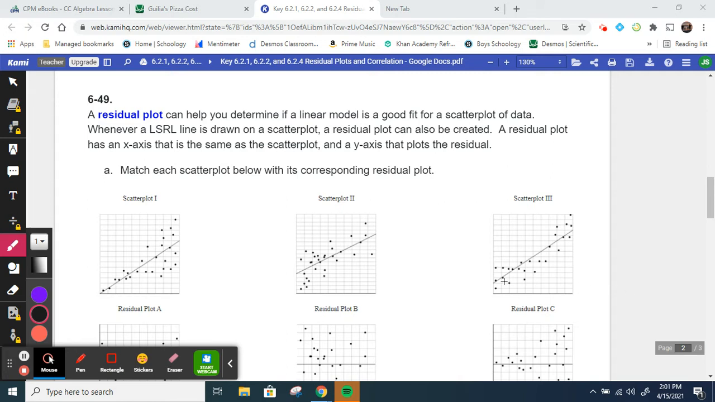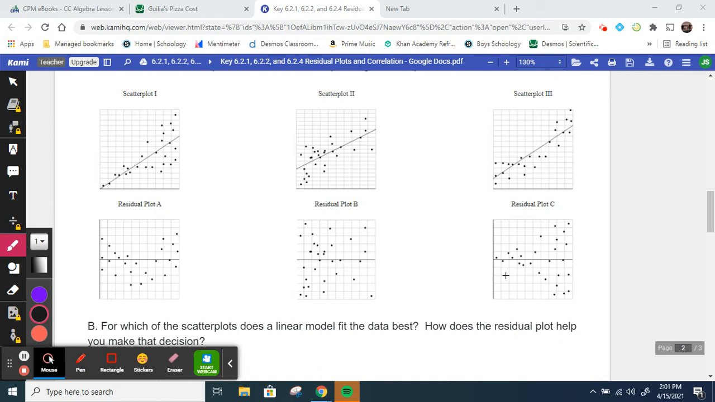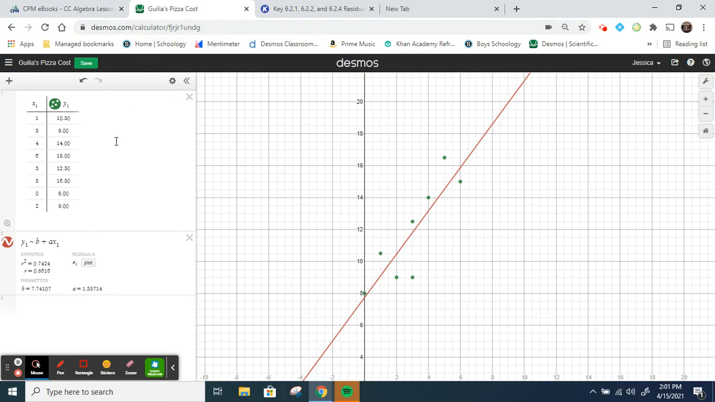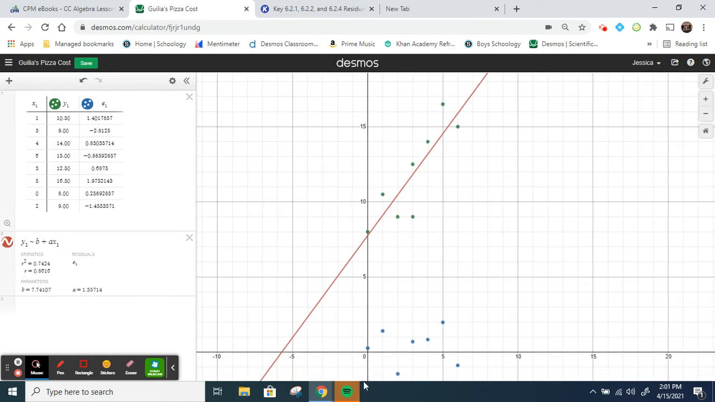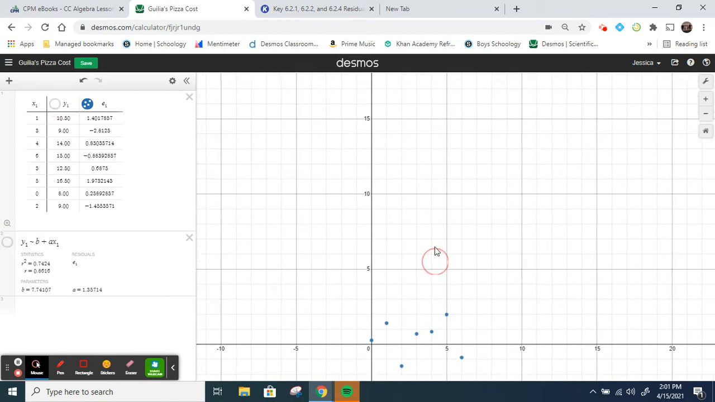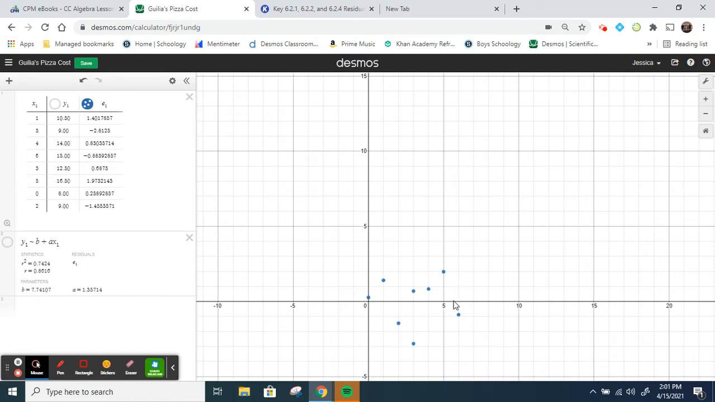And it asks you here to match each scatter plot below with its corresponding residual plot. So for Juliana, if I click right here where it says residuals and plot, notice if I scroll down here, do you see how I get this little graph here in blue? I'm going to turn off my green points here. Click on this, it turns them off, and I'm going to turn off my line. Okay, this is just the plot of the residuals right here.